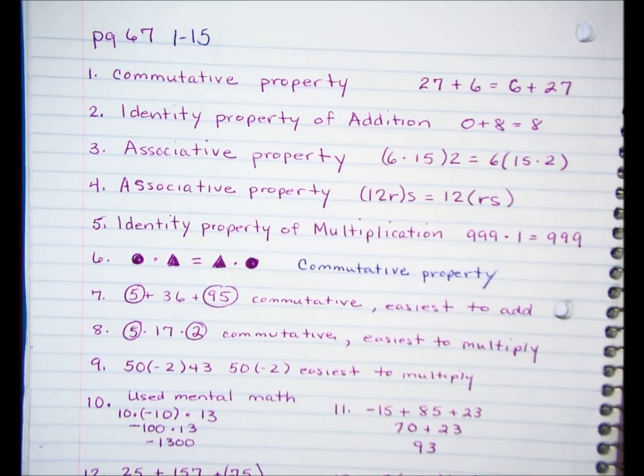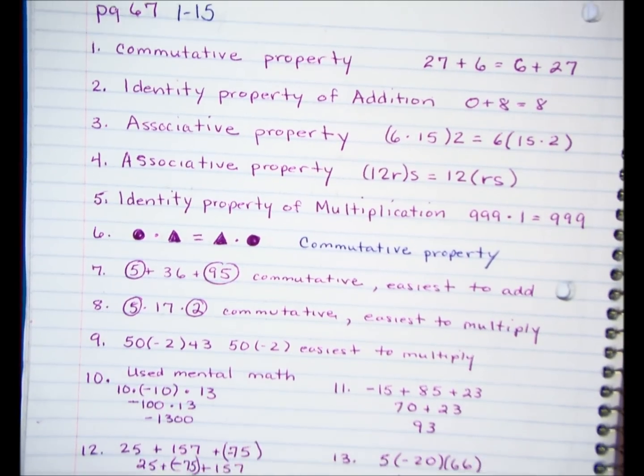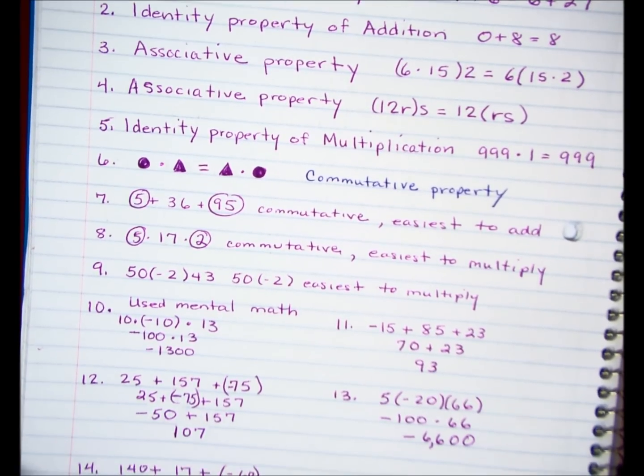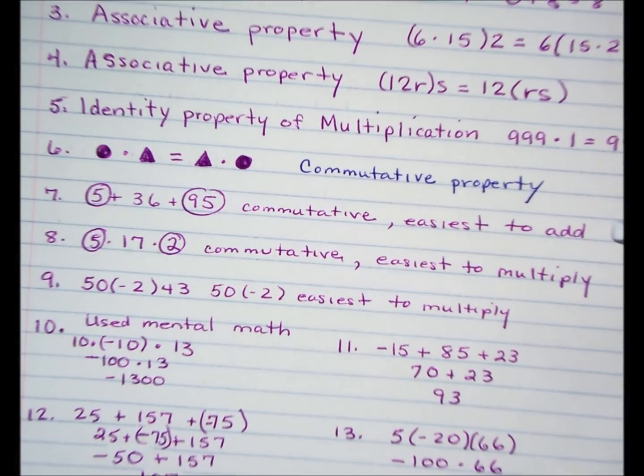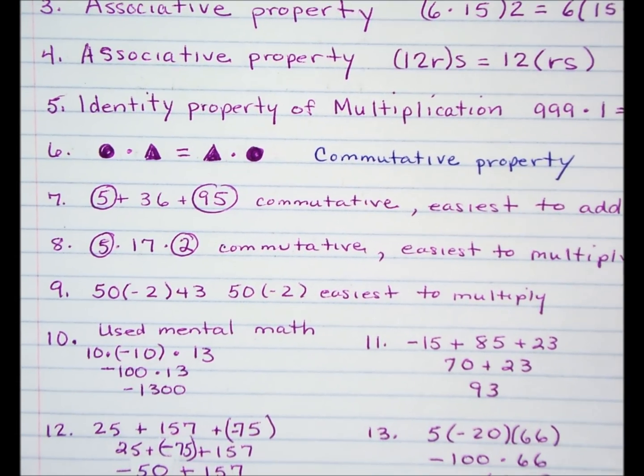In number 7, they asked which two numbers you would combine first. This is one of the reasons that we use these properties, to make our work easier. So if we had the numbers 5 plus 36 plus 95, we would use the commutative property, and because 95 and 5 are easiest to add, that would be 100, and then you would know it is 136.